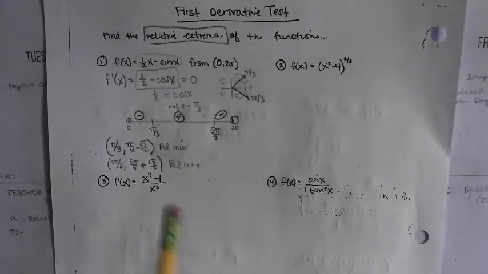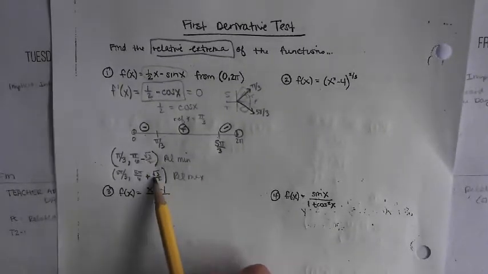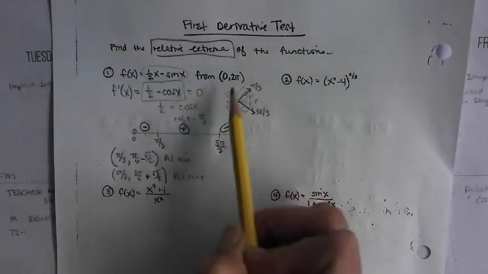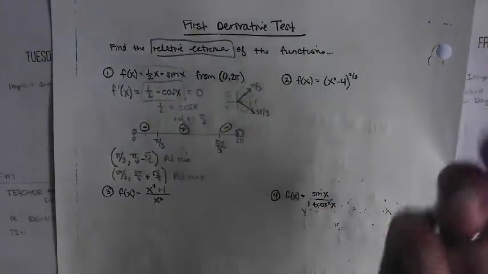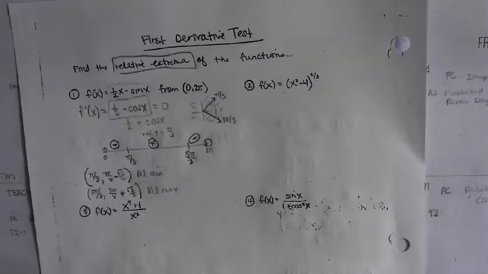If they did want the maximum and minimums as well, you'd actually have to crunch numbers and figure out what these y-coordinates are, as well as figuring out what the actual endpoints are. Of course, this is a parenthesis anyway, but assuming if it was a bracket, you'd do 0 comma and 2 pi comma and just compare all your y-coordinates for absolutes.